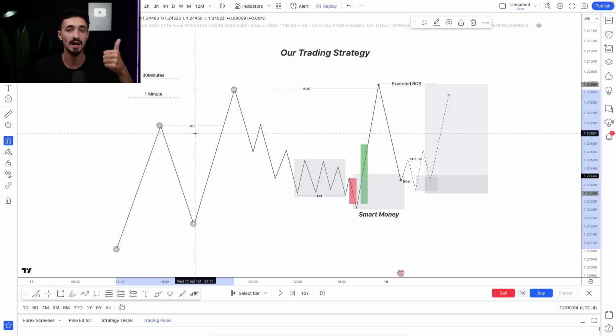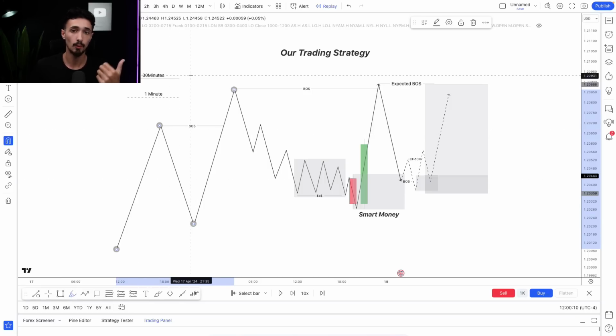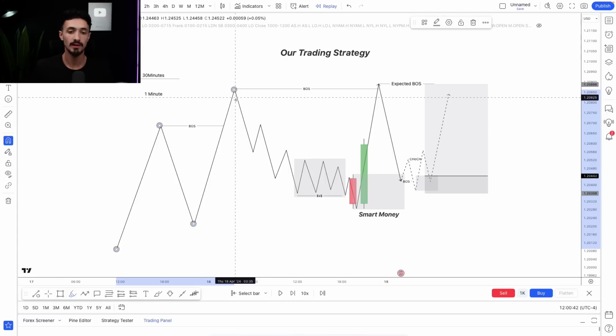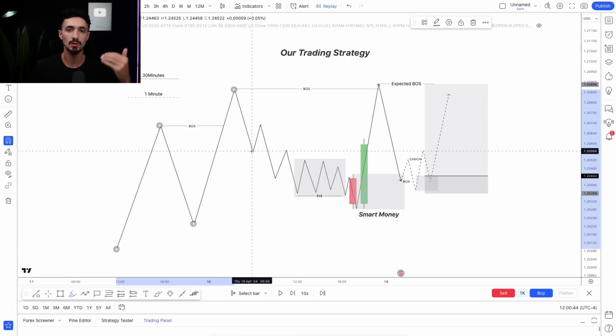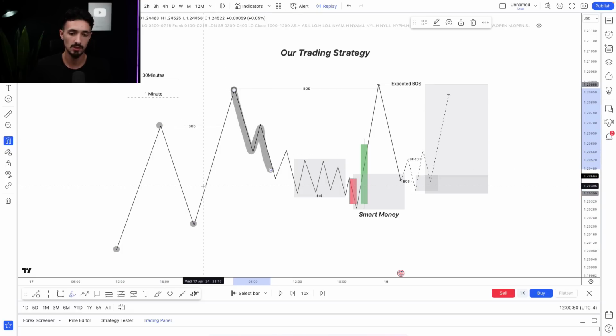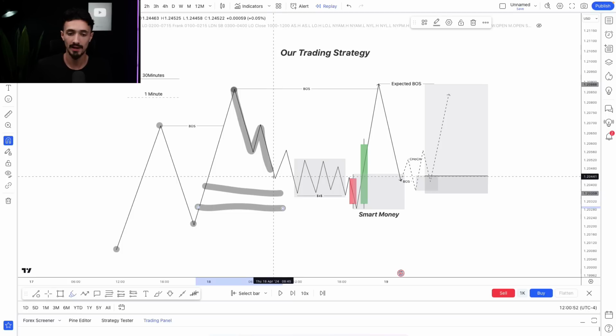Step number 1 is identify your bias. Are you bullish or are you bearish? Okay, cool. So at this moment in time, we are bullish. We are expecting price to trade higher. And then we're going to be expecting some sort of pullback. So you can see that price breaks structure, then begins to pull back into some sort of institutional area, as always. And then price will do something like this.